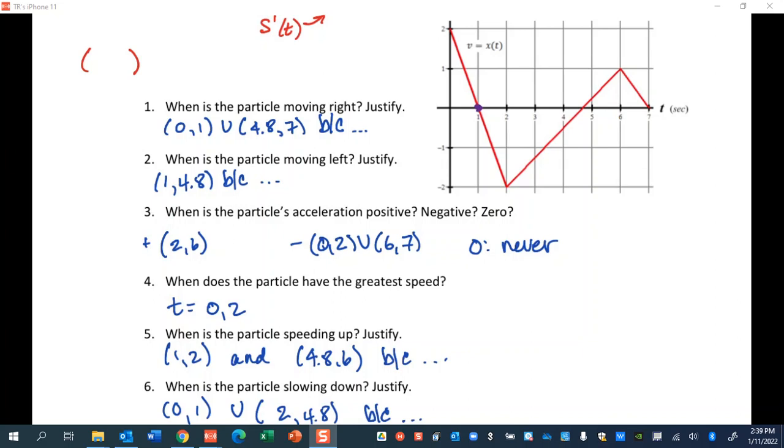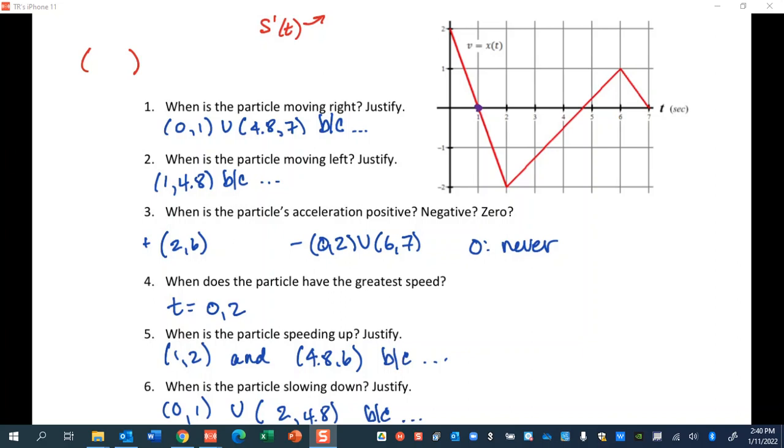Okay, when is the particle moving to the left or down from 1 to, I said 4.8. If you said 4.7 or 4.5, whatever, just as long as you recognize this value between 4 and 5. Why is it moving left? Justifying, getting used to saying because its velocity is negative. That means that it is falling or moving down.